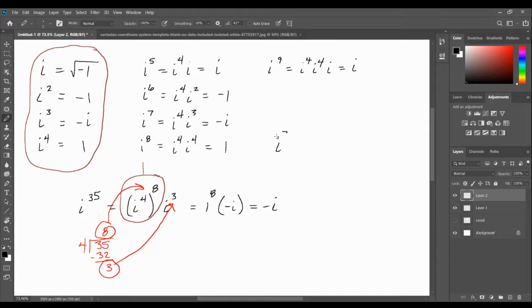i to the 72nd power is like i to the 4th. See, how many times does 4 go into 72? It looks like 18 times. 4 times 18 is 72. So that's 1.